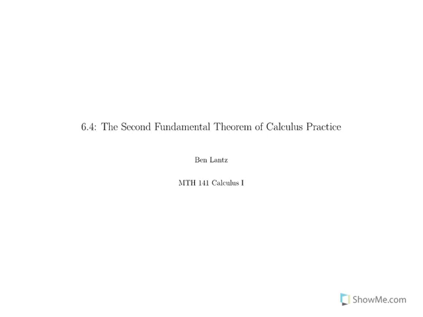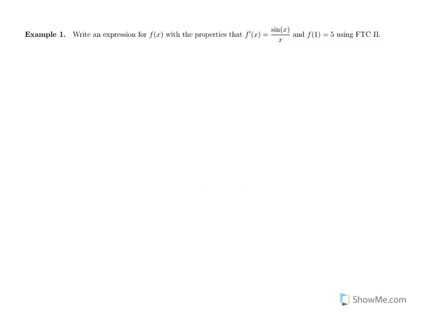In this video, we're going to do a couple practice problems relating to the fundamental theorem of calculus part 2. The first one says, write an expression for f of x with the properties that the derivative is sine of x over x. That is, we want to find an antiderivative with the property that f of 1 is equal to 5. We're going to use this to solve for c at the end. That's an initial value.